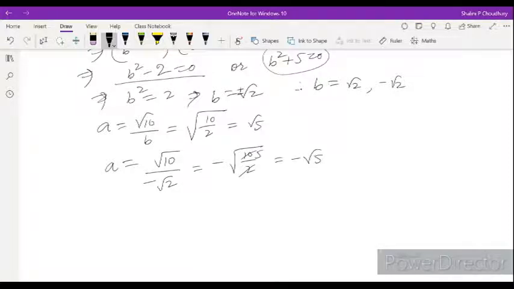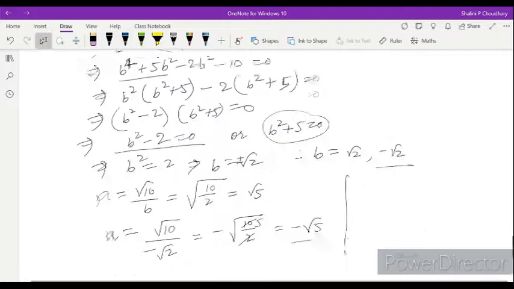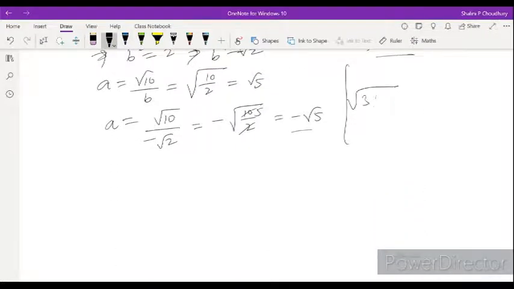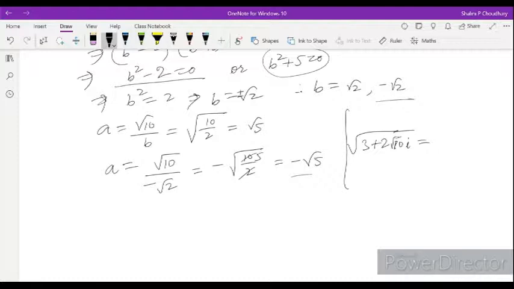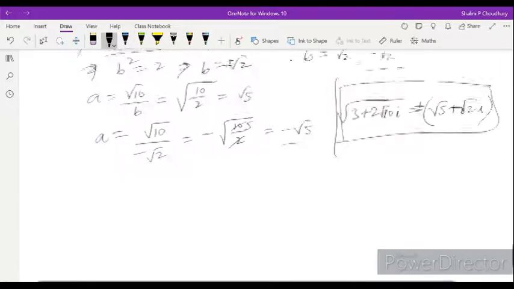So if the value of b is negative, this value will also be negative. If the value of b is positive, the value of a is positive. So we can write like this. What's the question? Square root of 3 plus 2 root 10 i. That will be equal to the value of a and the value of b. The value of a is square root of 5, and plus square root of 2 i, and if this is negative then this is also negative. So we'll write plus minus. So this will be the value. These are the sums that we have done for square root of a complex number.